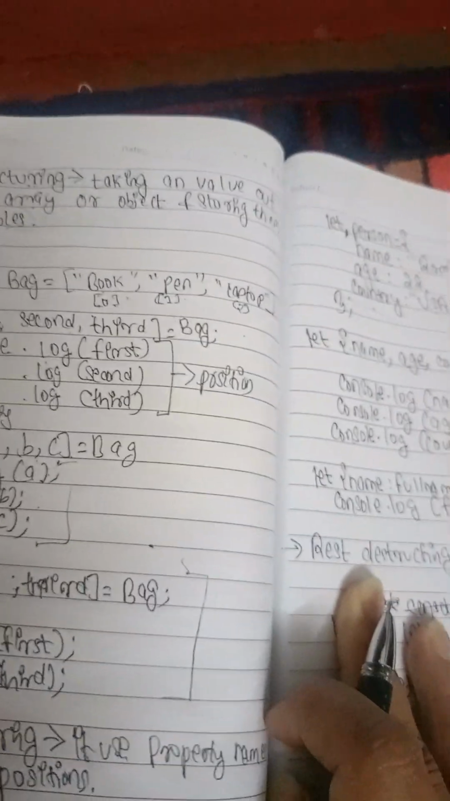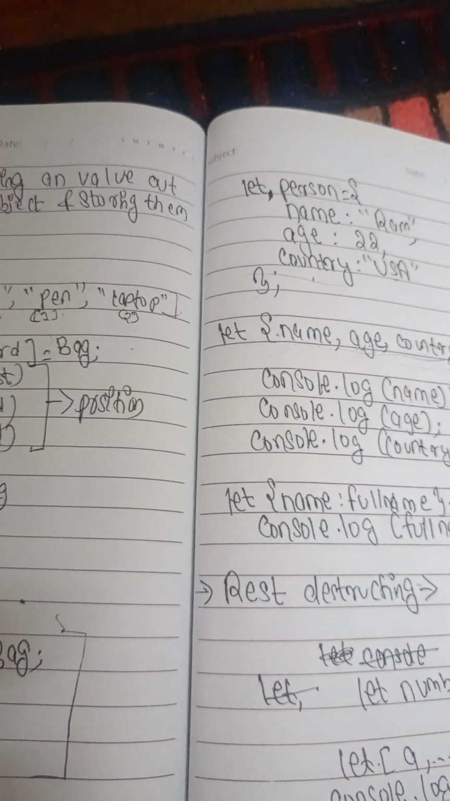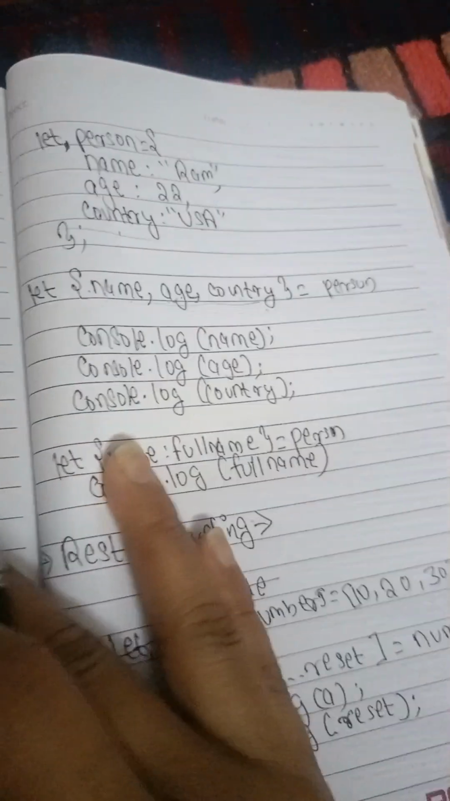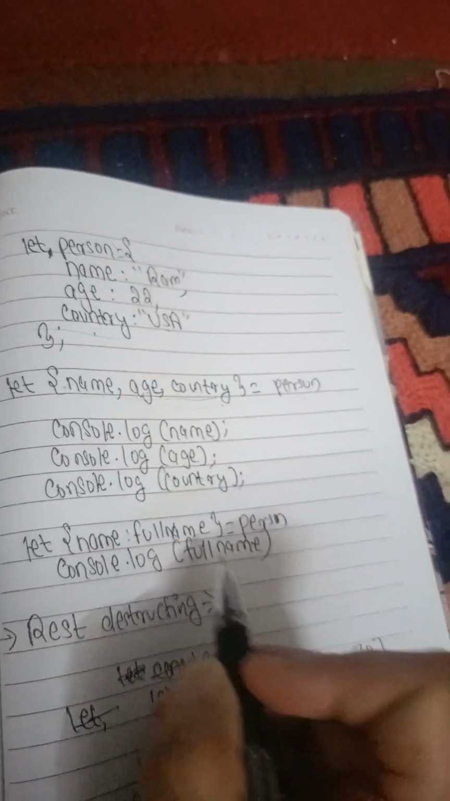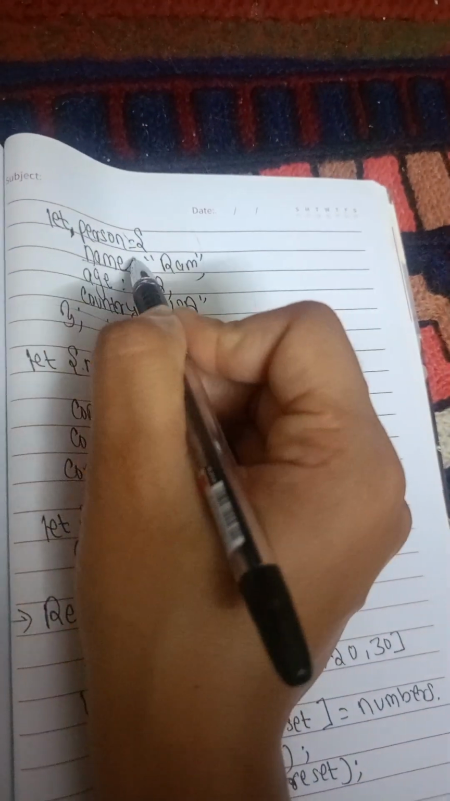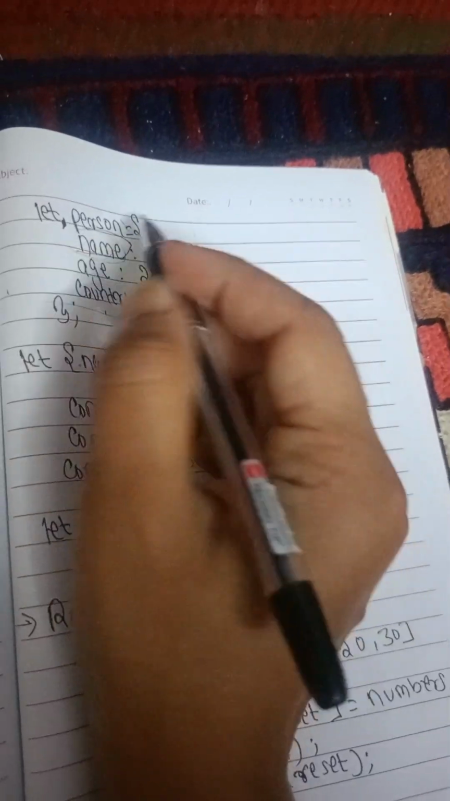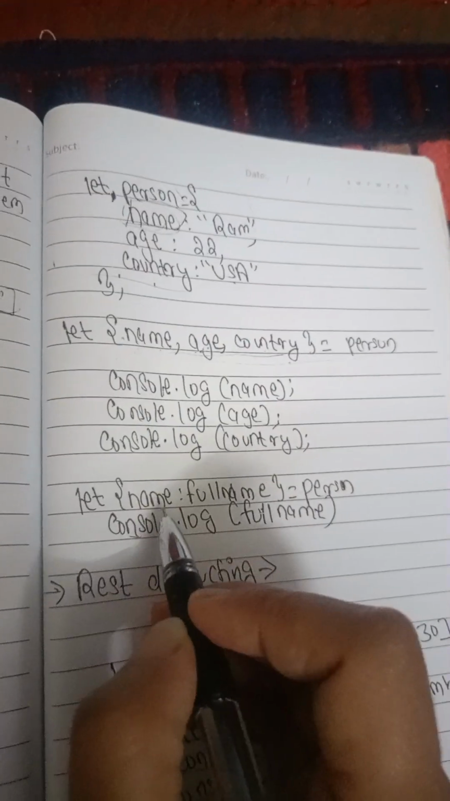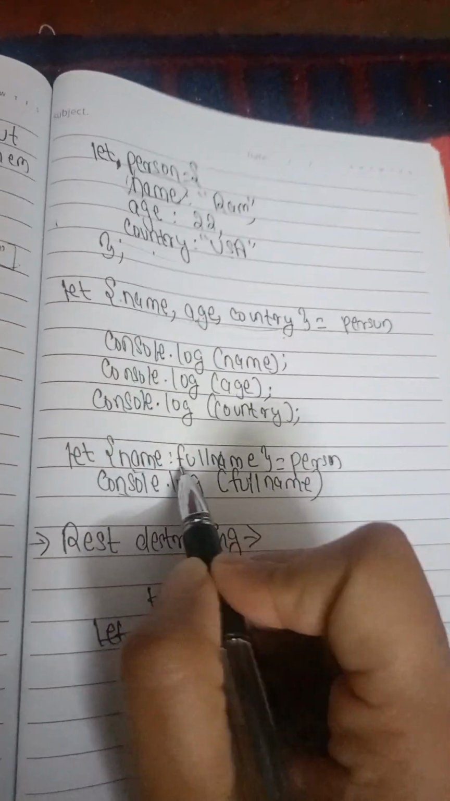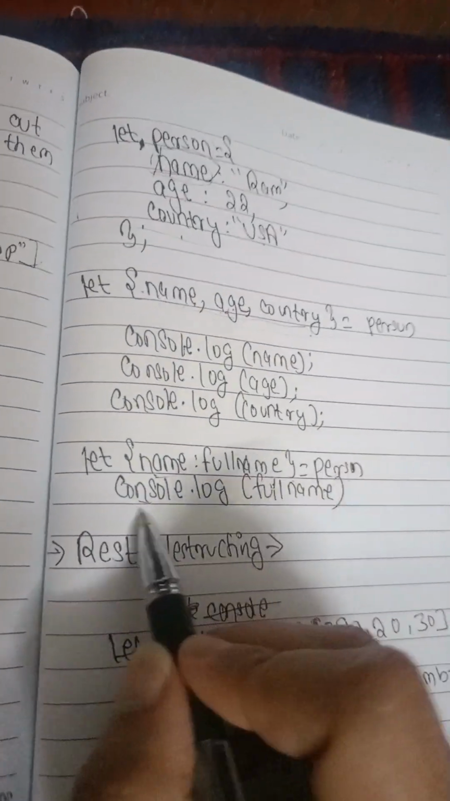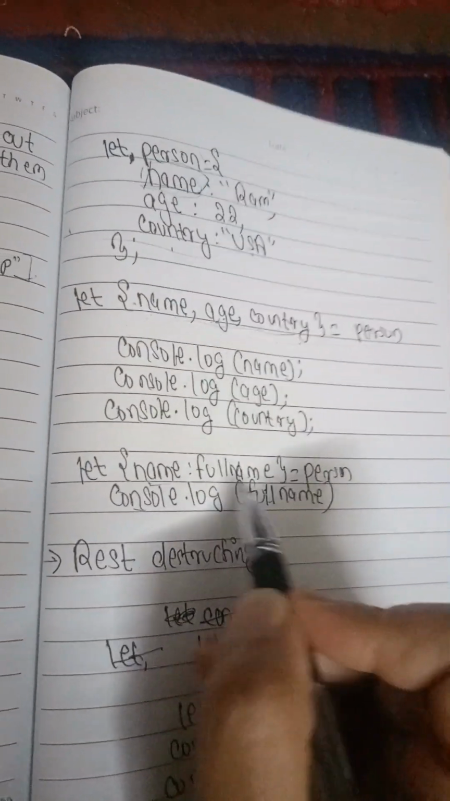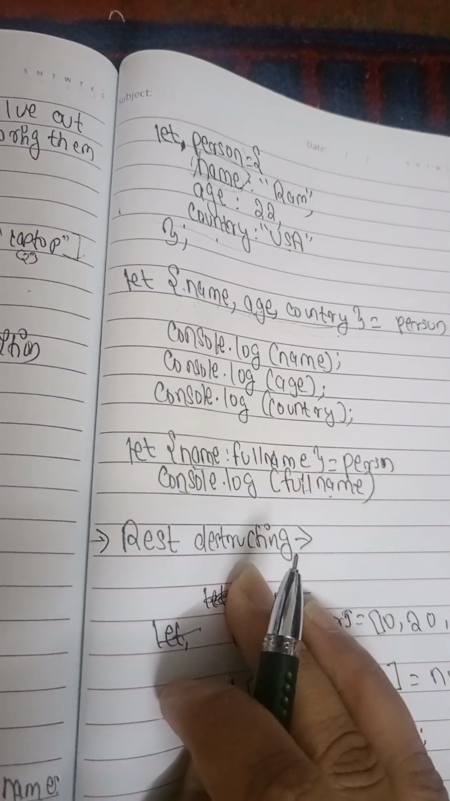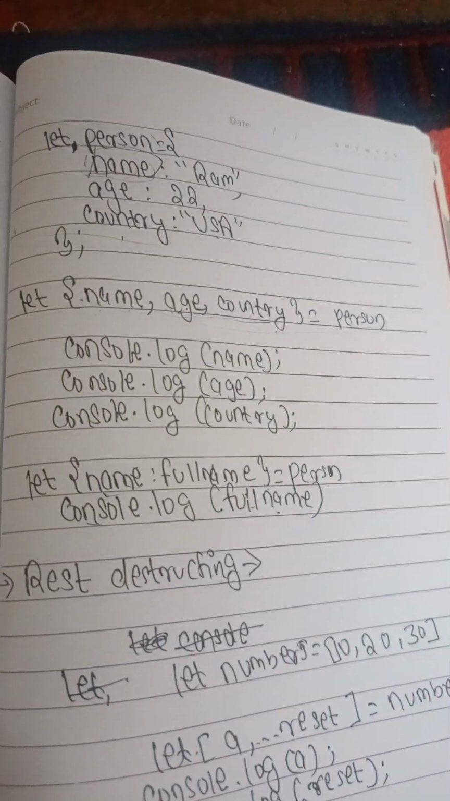So if you want to print it like that as well. And if you want to rename the variable, like I do not like the variable name, name, then I can simply rename it. How we can rename is, I'm going to write name colon fullName, and then person, and then I'm simply going to print the fullName. So this is how we rename.